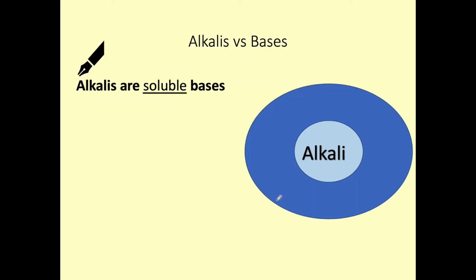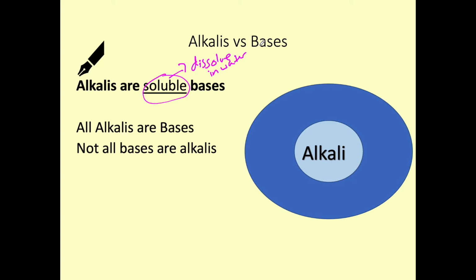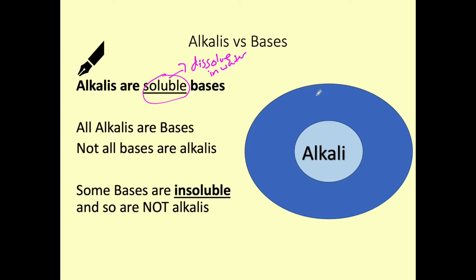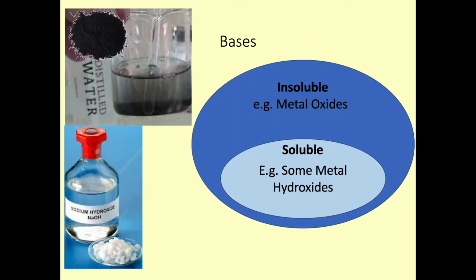So alkalis are actually a type of base. Alkalis are soluble bases, and this means that they can dissolve in water, whereas other bases cannot. So all alkalis are bases, but not all bases are alkalis, because some bases are insoluble and so are not classed as alkalis. But both our alkalis and our bases have a pH greater than 7, and therefore will be used to neutralise acids.